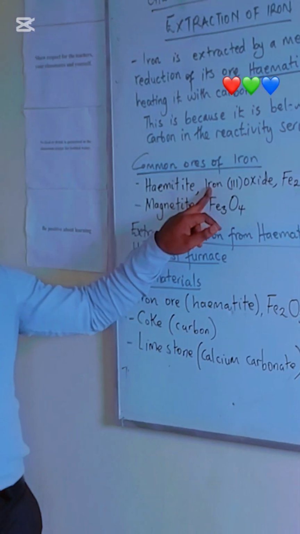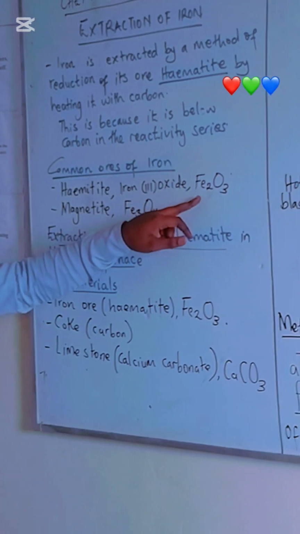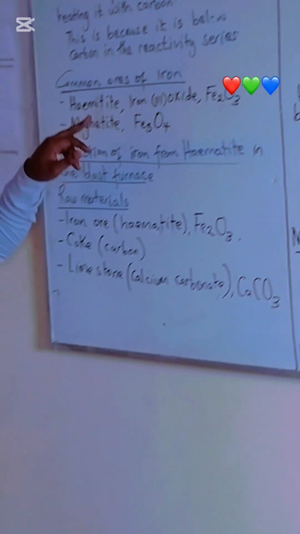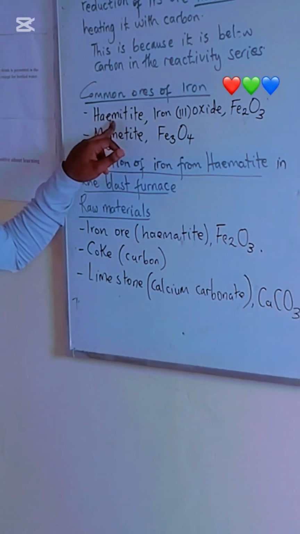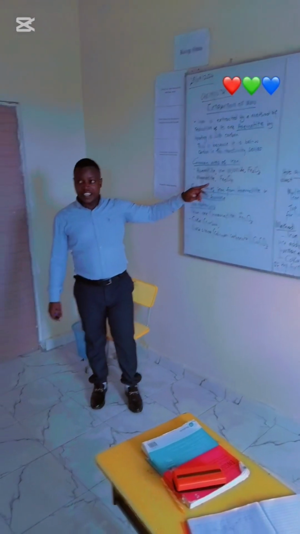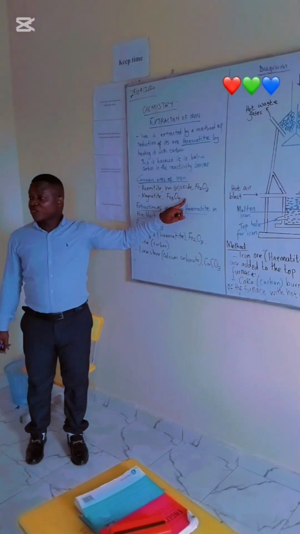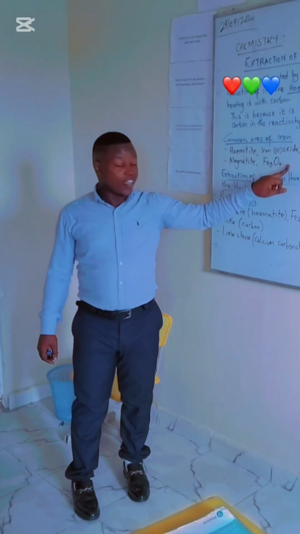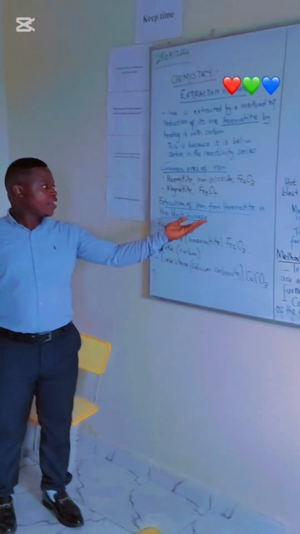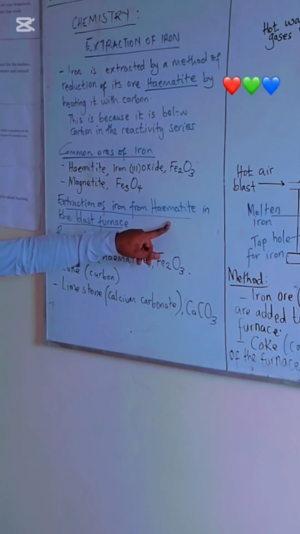Everyone say Haemetite. Haemetite is iron 3 oxide. Haem is in Latin, and in Greek it means iron, something that contains iron. That's why hemoglobin, there is that iron, okay? Because that component of the red blood cells is carrying iron. Then magnetite is called tri-iron tetraoxide. Everyone say tri-iron tetraoxide. Yes, tri-iron tetraoxide. The extraction of iron from this commonest ore, Haemetite.